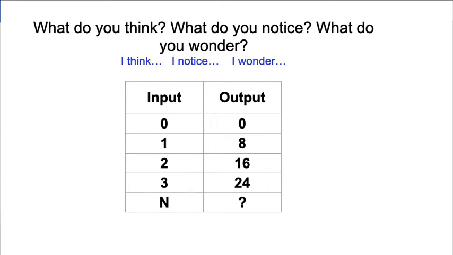So like we talked about yesterday, you can look at your input and then determine the rule for your output by figuring out how much it increases by. So here, I notice that it's increasing by 8. So my rule would be times 8.